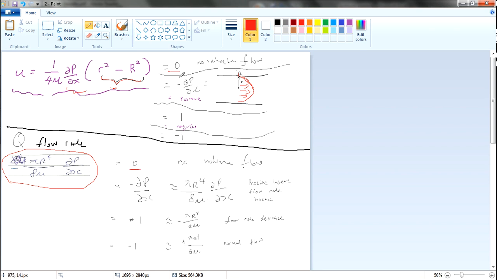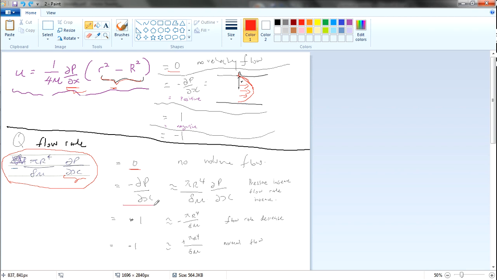Let me repeat again. For this case, what equals 0 is the pressure gradient. In this case, the pressure gradient is also equal to 0. So how does this pressure gradient affect our velocity and our flow rate? Therefore, in this case, if it's equal to 0, everything goes to 0. So no volume flow, no velocity flow, right?